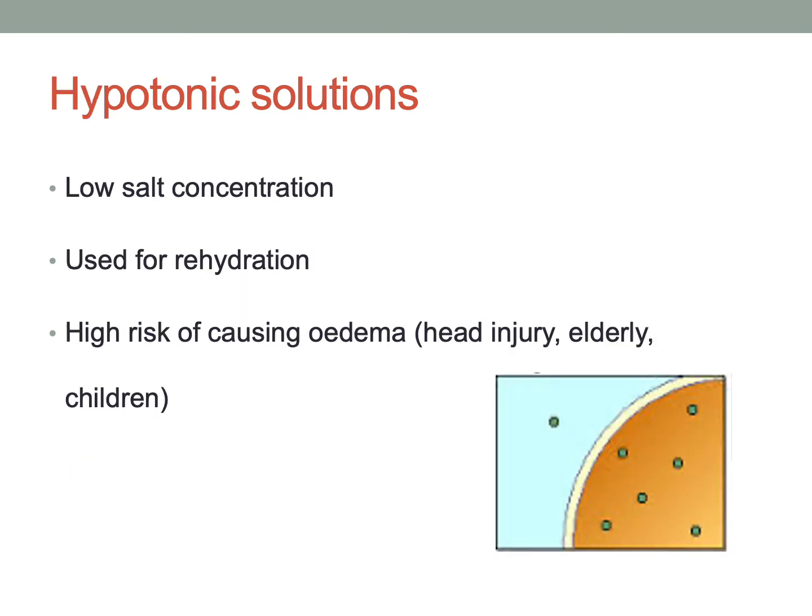Hypotonic solutions have a much lower concentration, therefore they have a low osmotic pull. This results in shifting of fluid into the intracellular spaces to equalise concentrations. This can be used for rehydration and maintenance, but must be used with caution, particularly in the elderly, children, and patients with head injury, as they are at higher risk of developing cerebral edema. An example of a hypotonic solution is 5% dextrose, and this is when the dextrose has been used up in our body.